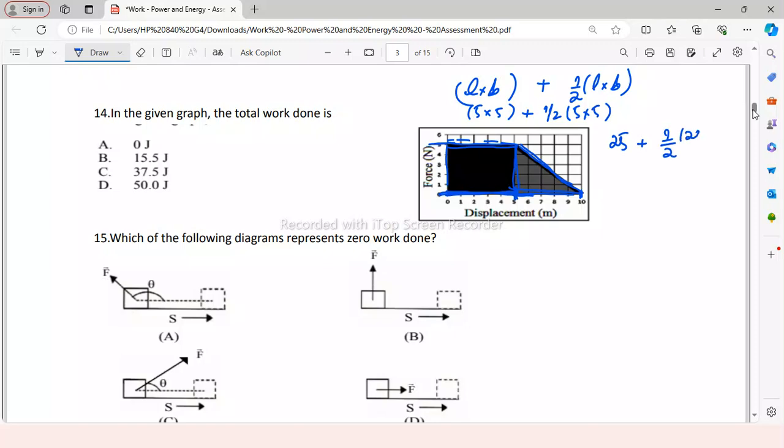5 into 5 is 25 plus this half, 5 into 5 is again 25. This makes it 12.5. 25 plus 12.5 gives you 37.5 और क्योंकि work done है ना तो work done का और energy का unit same होता है which is joules. Which of the following diagrams represent zero work done?